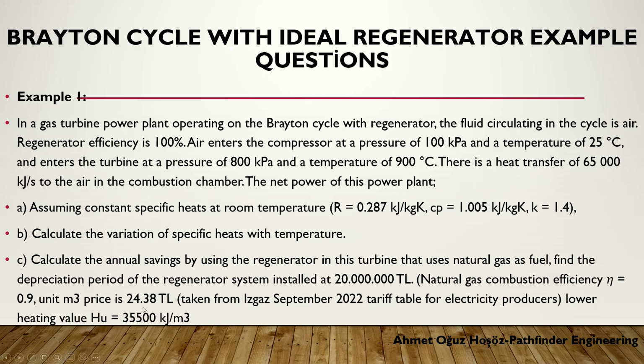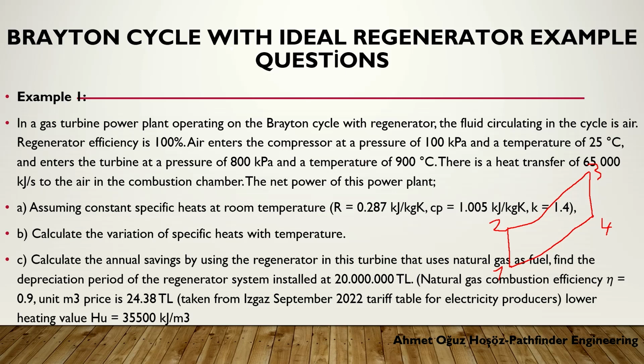The lower heating value for natural gas is HU, 35,500 kilojoule per cubic meter. So let's solve it, but before looking at our solution, we need to remember our TS diagram again. Don't forget about our TS diagram. It will be like this.